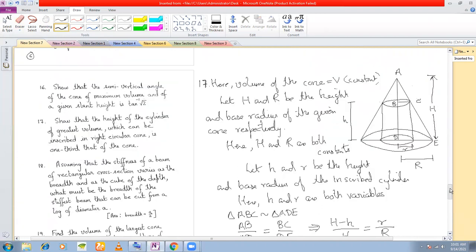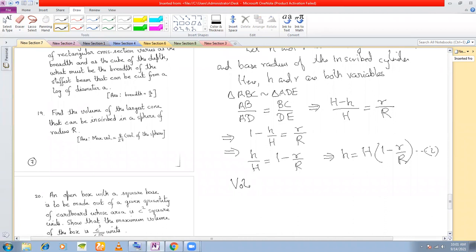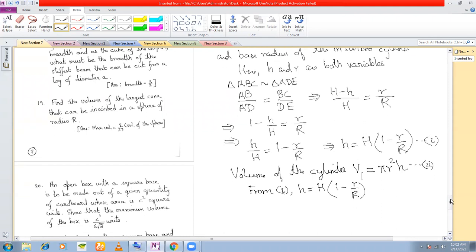Now what we want to do? We want the greatest volume. That means the cylinder must be of greatest volume. So the volume of the cylinder, let us call this V1 because we have already called the volume of the cone V. Volume of the cylinder is pi r square h. That means from 1, small h is equal to H into 1 minus r by R. Let's call this 2.